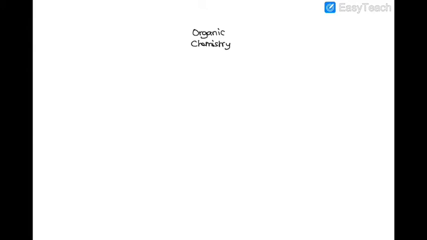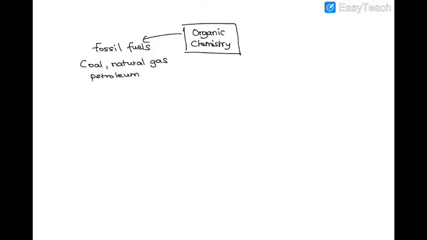Hi everyone, so I'm going to have a recap on the whole unit of organic chemistry so that you have a quick summary of the whole unit. So organic compounds contain carbon and hydrogen bonded together, and one example of organic compounds is fossil fuels. And fossil fuels include coal, natural gas, and petroleum as examples. And usually, petroleum is a mixture of hydrocarbons.